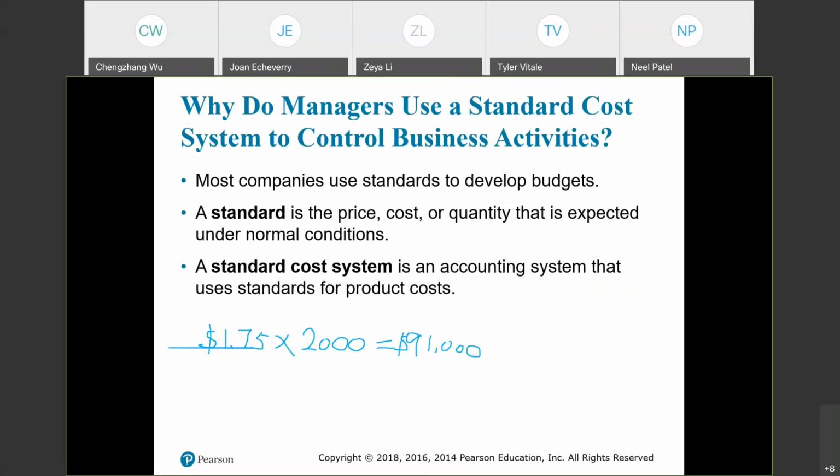The company uses a standard cost system, which is an accounting system that uses standards for product cost, including direct material, direct labor, and manufacturing overhead. Each input has both a cost standard and an efficiency standard. For example, this company has a standard for the cost it pays per pound for wax. This determines the cost standard. The company also has a standard for the amount of wax it uses for making the crayons. This determines the efficiency standard.